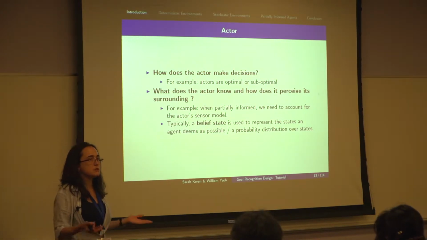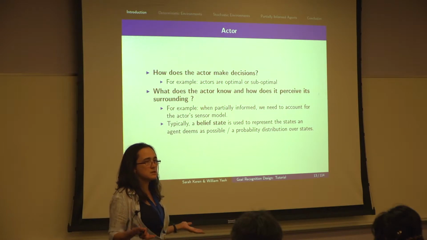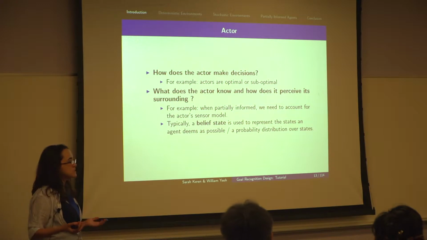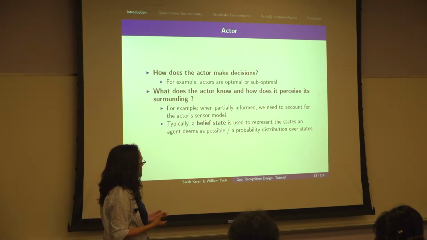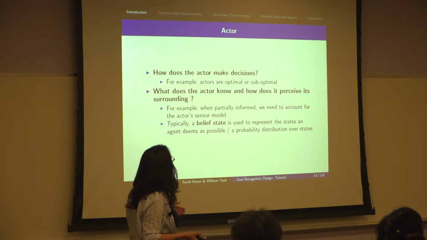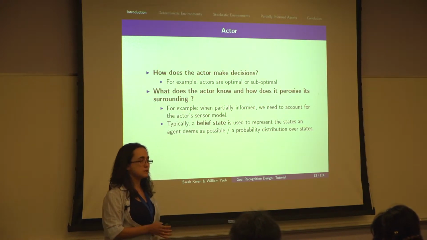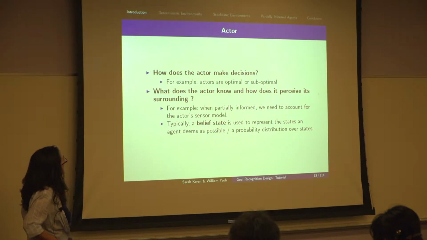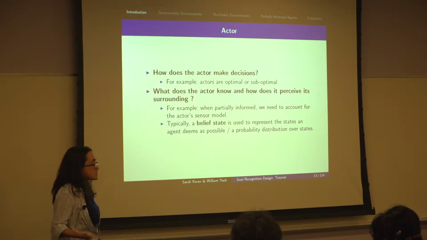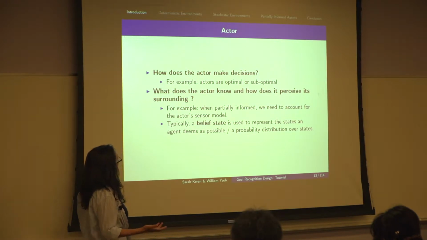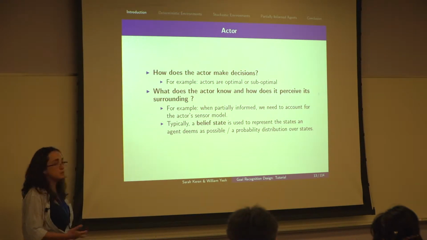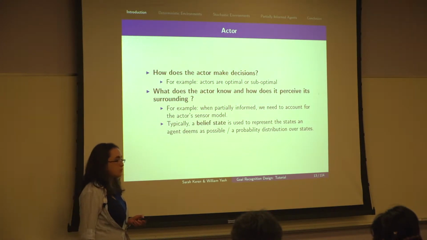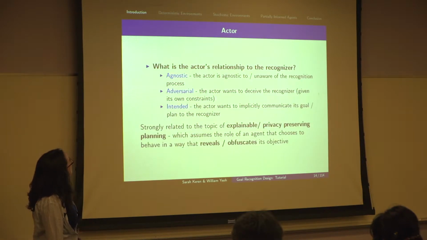For example, we can assume that the actor is optimal. That's not necessarily always applicable, but we can assume that for simplicity in order to get some worst case results. Or we can assume that the agent is suboptimal. This really depends on the applications and the complexity of the tools that we want to use. We can make various assumptions about what the actor knows. As I said, the actor can be fully informed or partially informed. In any case, it is important to understand what we are assuming about the actor.